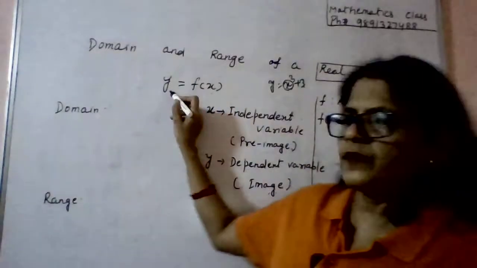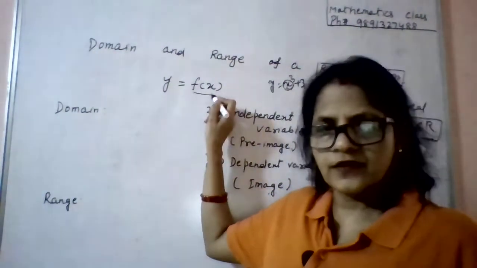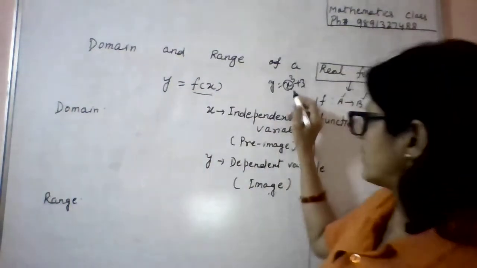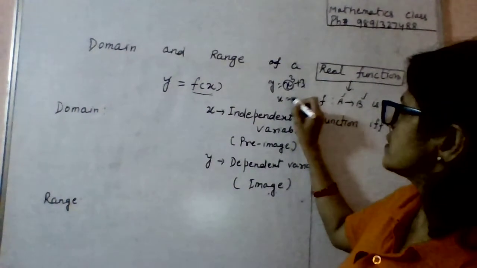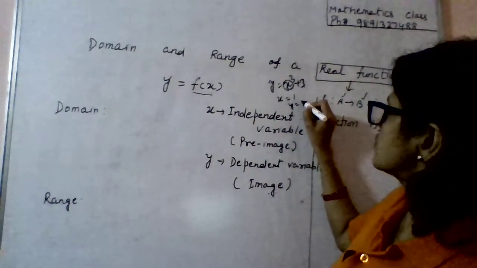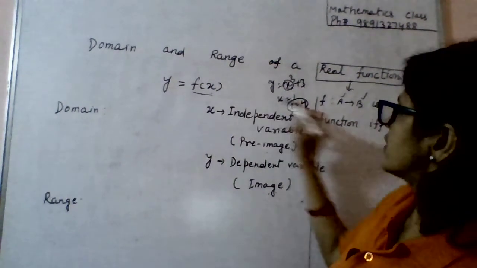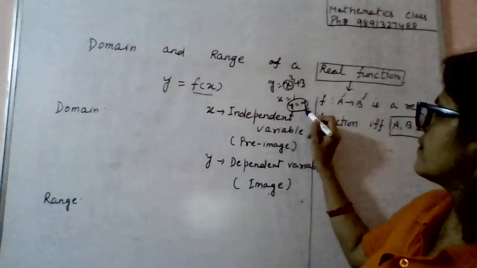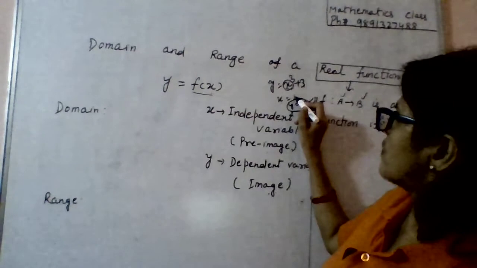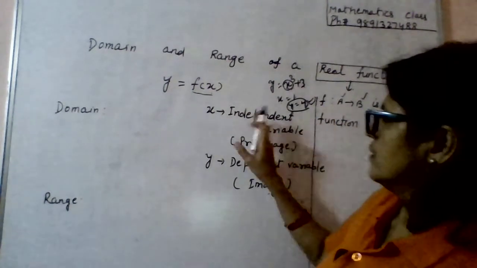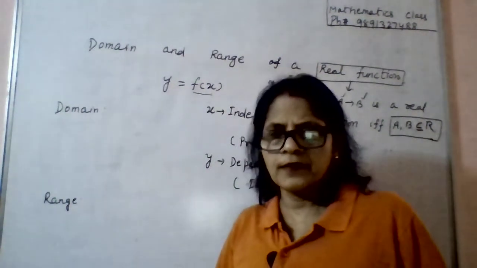Also, whenever we write y equal to f(x), y is also the value of the function. Suppose for example in y equal to x cube plus 3, if I put x equal to 1, y is 1 plus 3, which means 4. So here f(x), that is y, equals 4. This is the value of the function. So at x equal to 1, y equal to 4. You have already studied what is pre-image and image.